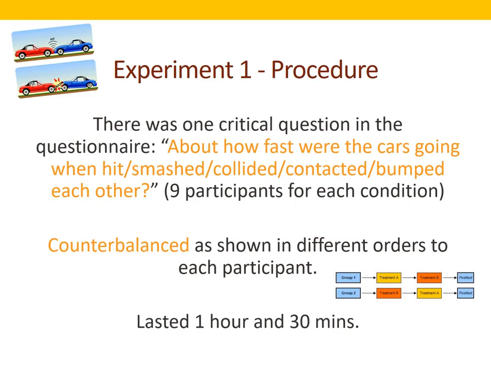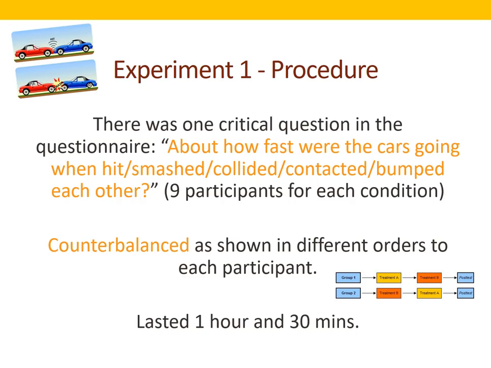Okay, now in this questionnaire, there was one question called the critical question, and it had a critical verb in it. So the question was about how fast were the cars going when they either hit, smashed, collided, contacted, or bumped each other. Okay, so you got 45 participants, so you end up with 9 participants who get how fast were the cars going when they hit each other, 9 who get how fast when they smashed, 9 for collided, 9 for contacted, 9 for bumped.